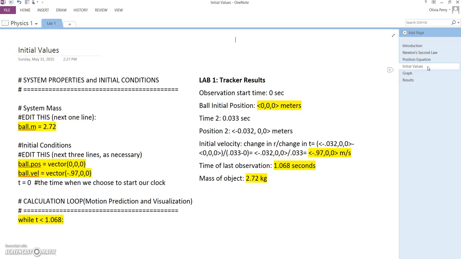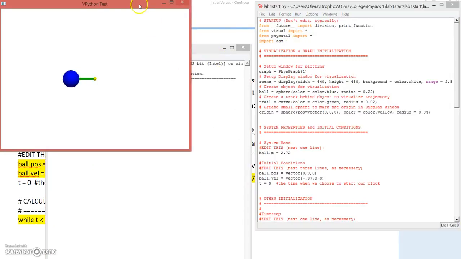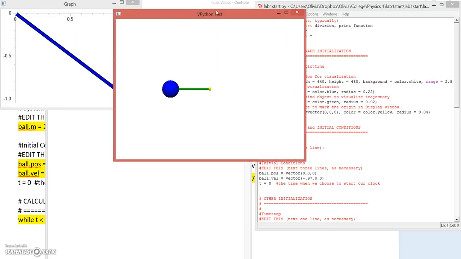To complete the code, I have gotten the initial position from the tracker data using the first data point, and I have calculated the initial velocity here using data from tracker. I have also updated the mass and time of observation in the code. Moving to our computational model, when we run it, we see that our computational model exhibits motion similar to the motion we observed in the model, rolling to the left, which is the negative x direction, at a constant velocity.